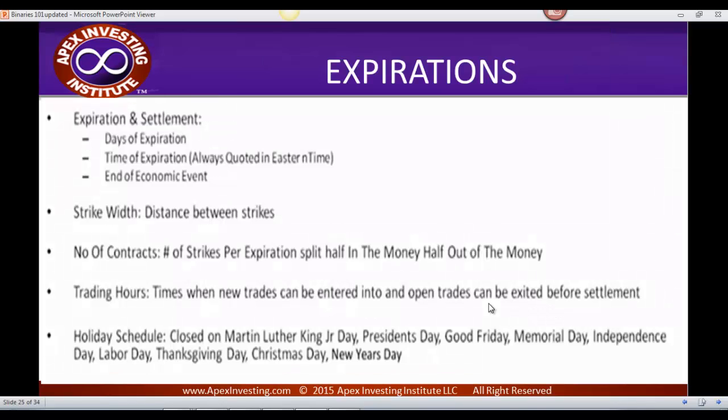Okay, expirations and settlements. Kind of went through some of those. We've got 5-minute binaries, 20-minute binaries, daily, weekly. You've got the days of expiration. Time of expirations are always quoted in Eastern time. Okay. Strike width, what does that mean?